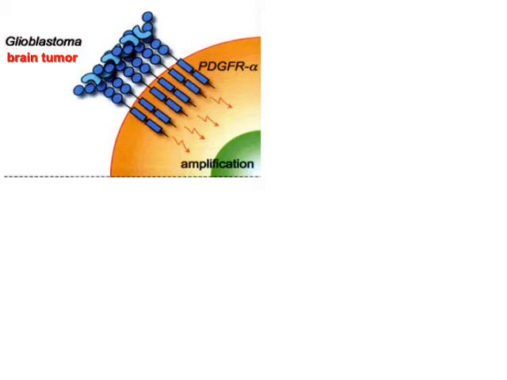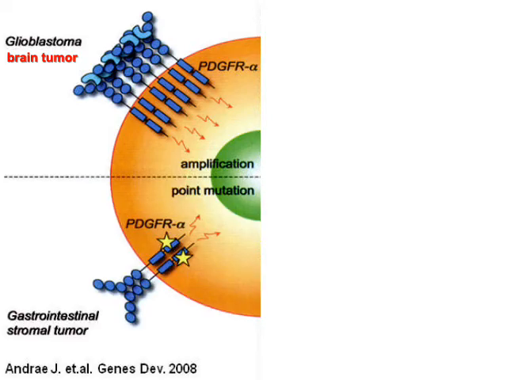For example, if there is amplification in the gene, you can see that you have like 6 copies of the receptor on the cell membrane. This is obvious in glioblastoma, which is a brain tumor. While in other cases, if there is a point mutation in the cytosolic part of the PDGFR alpha, you can see that these have been discovered in the gastrointestinal stromal tumor.